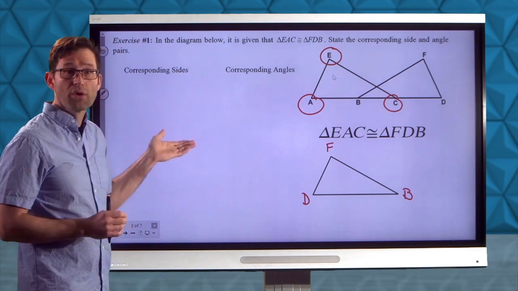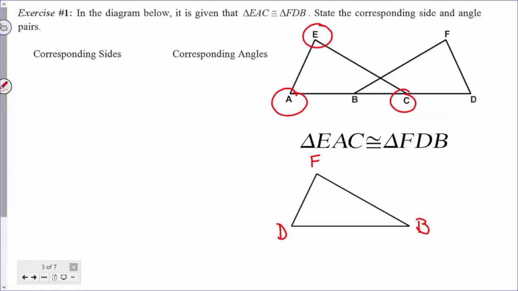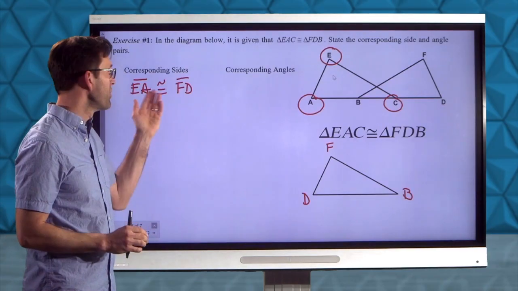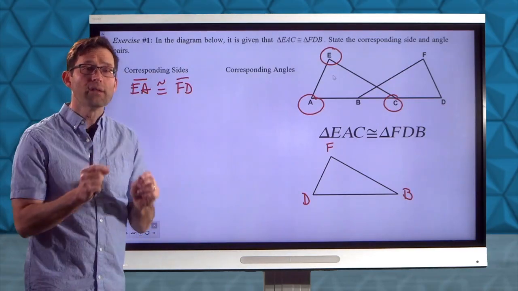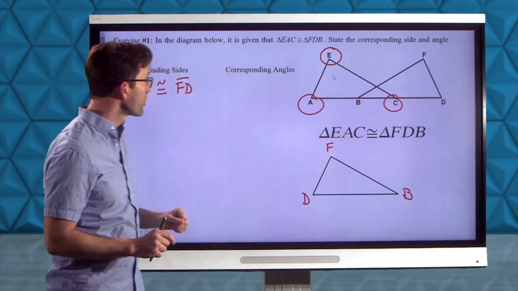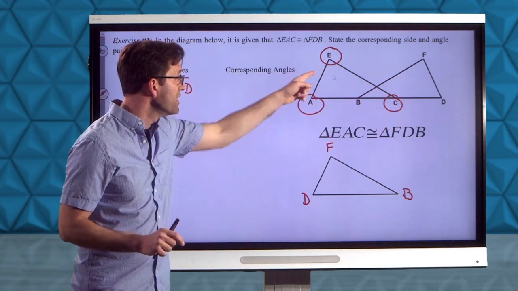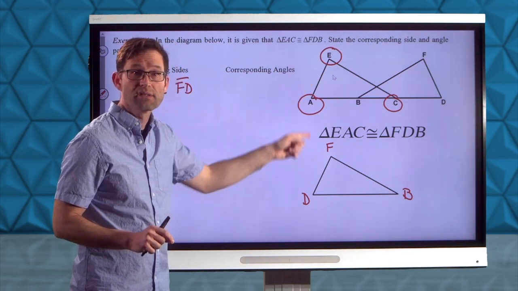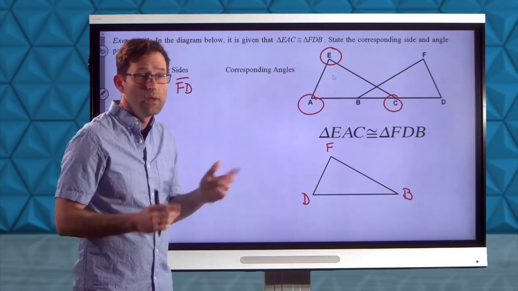If I want to list corresponding sides, well, I could say that EA is congruent to FD. Now it says just corresponding sides, so I could maybe put a comma in between them. But the whole idea of CPCTC is if I know that this triangle and this triangle are congruent, then I know this pair of corresponding sides is also congruent.